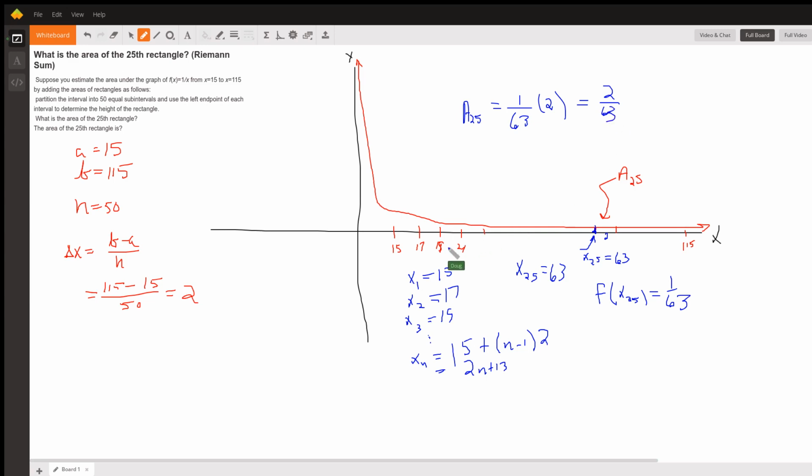And of course, we could find the area of any of these rectangles using the same idea. The area of the first rectangle would be, this is still 2, but this is 1/15. So the area of the first rectangle is 2/15, and so on. Okay, so this is leading up to letting the number of subintervals approach infinity and adding the areas together, to see if we can come up with an area that the total sum approaches as the number of subintervals approaches infinity. But for now, that's your answer.